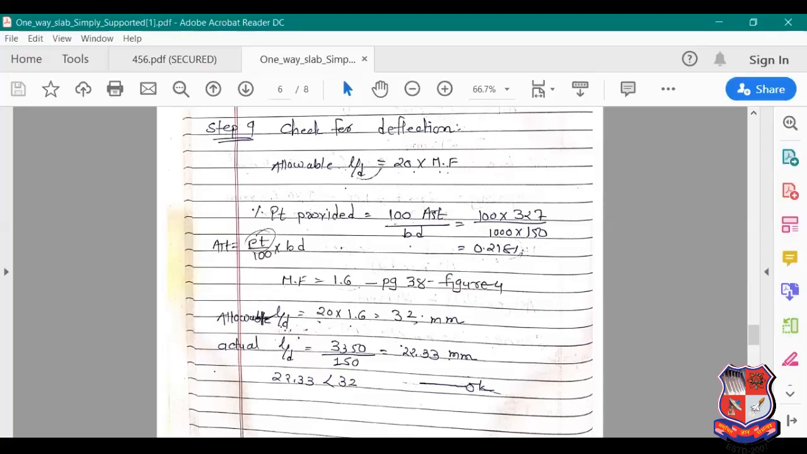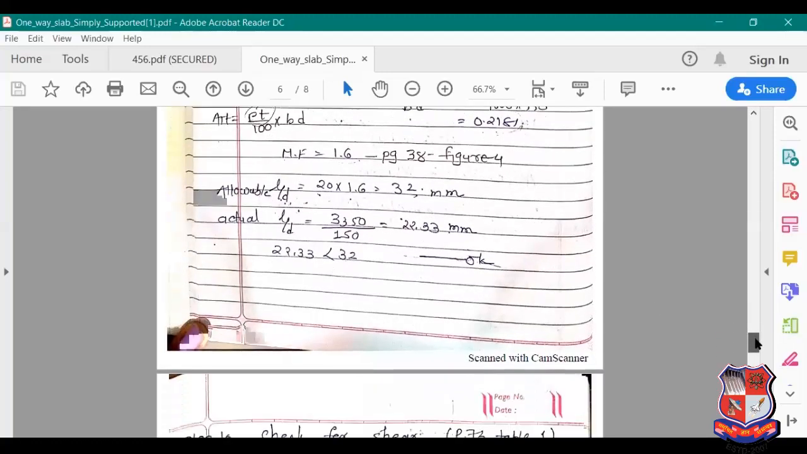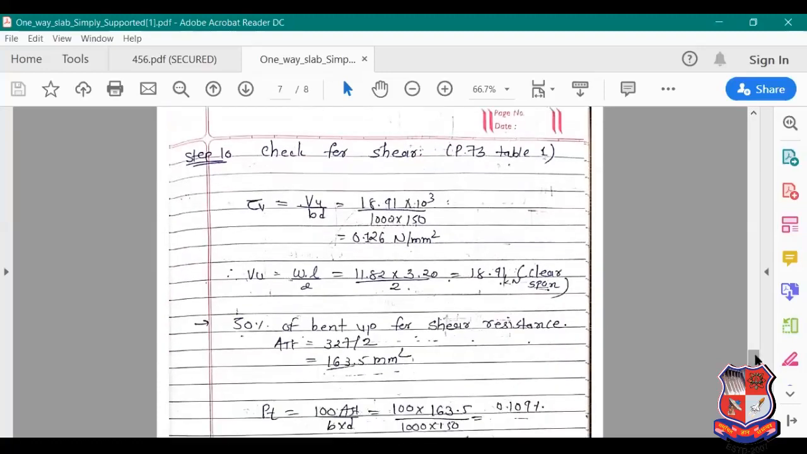So my allowable length to depth ratio and my actual length to depth ratio. My actual length to depth ratio would be less than the allowable length to depth ratio, because I am allowing you to have a length to depth ratio of 32, and I am getting 22.43. So it is okay for deflection. The next one is check for shear.